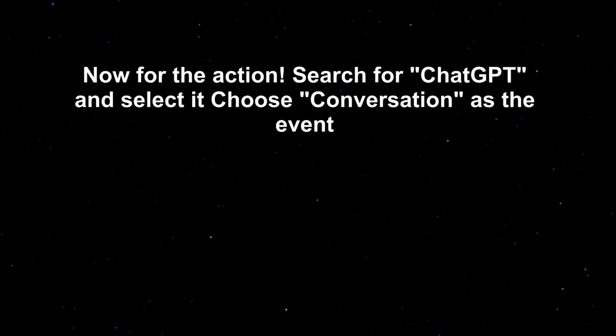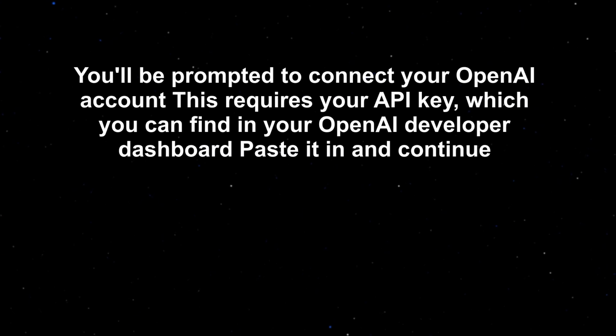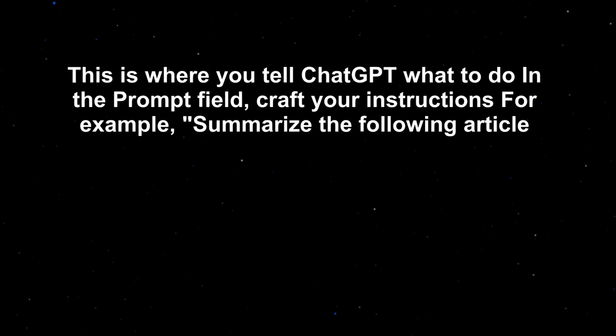Now for the action. Search for ChatGPT and choose Conversation as the event. You'll be prompted to connect your OpenAI account. This requires your API key, which you can find in your OpenAI developer dashboard. Paste it in and continue. This is where you tell ChatGPT what to do in the prompt field. Craft your instructions. For example, summarize the following article.